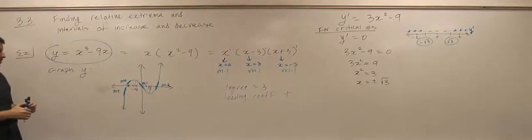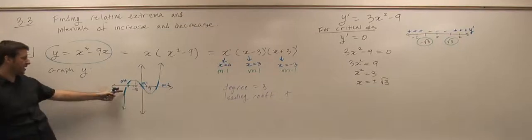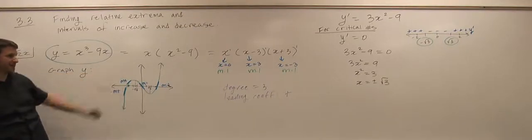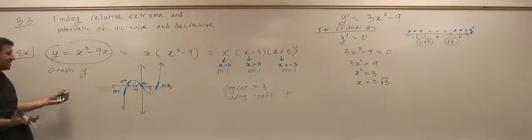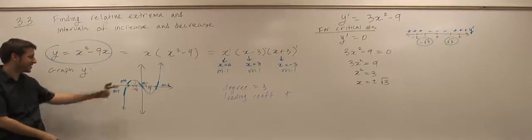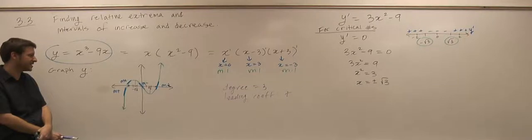Which your book uses Rolle's theorem to prove. But I'm just going to say, look at it. The tangent line is positive, it's going up. The tangent line is negative, it's going down. Right? Tangent line is positive slope, you're increasing. Tangent line is negative slope, you're decreasing.